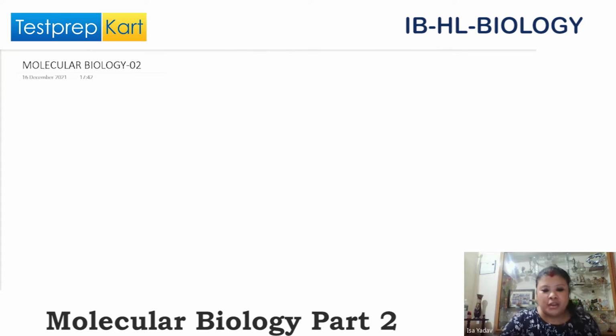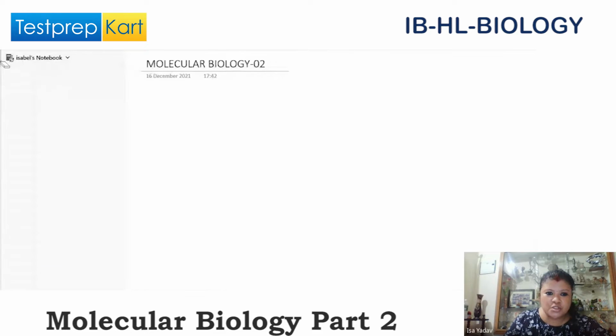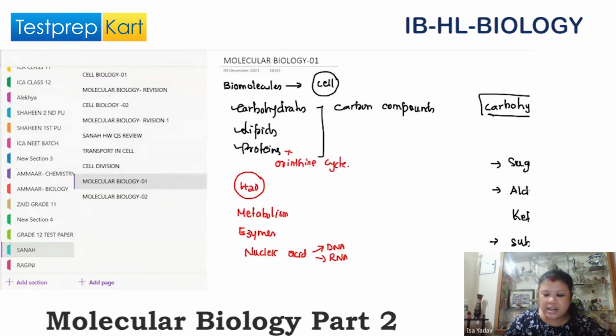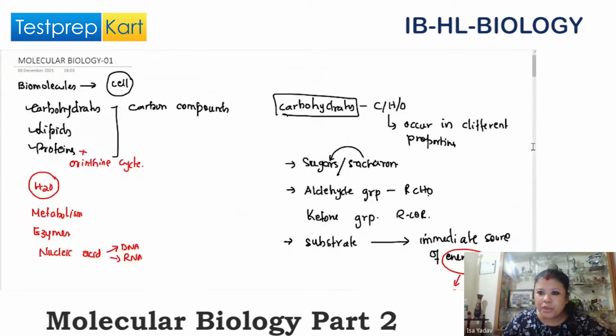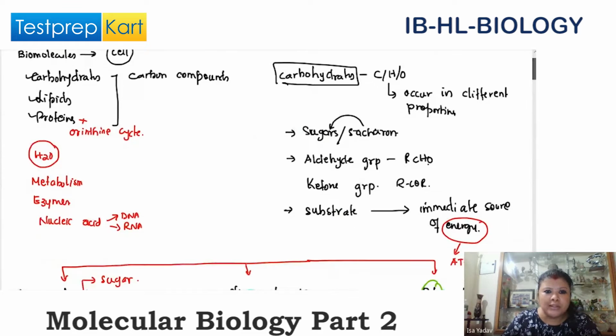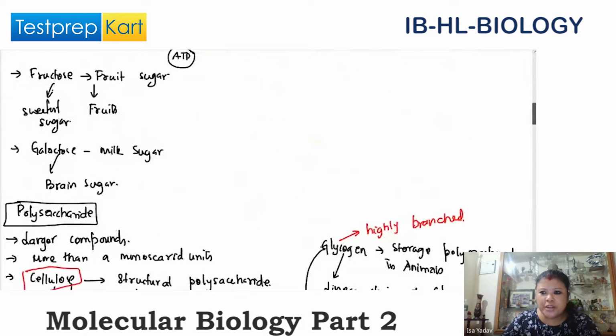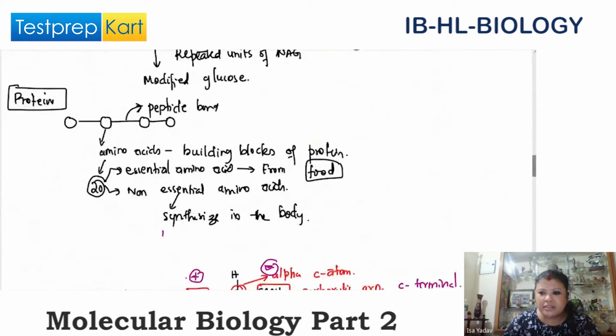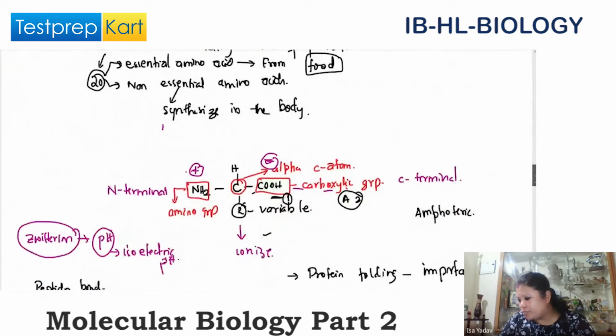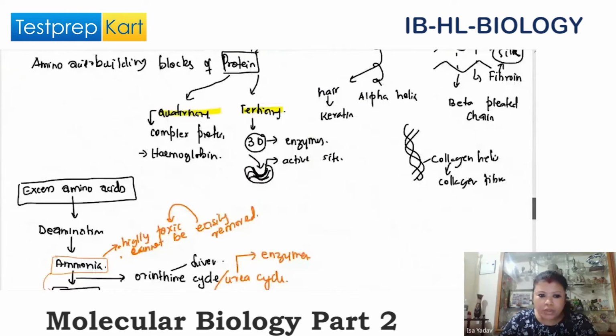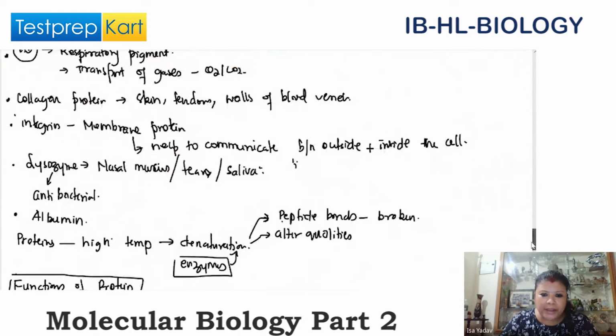All right. So I just want to do a few small things here. Last time we did carbohydrates and proteins. So I'll just show you what we did last class. We did carbohydrates, polysaccharides, disaccharides. And this was the amino acid.